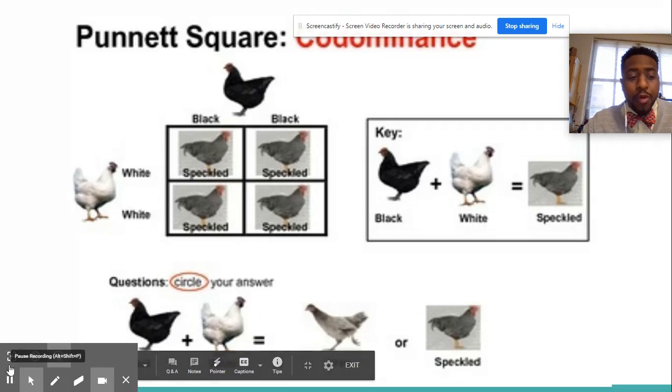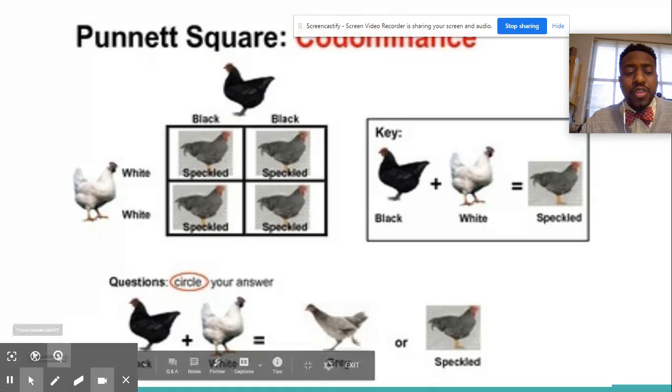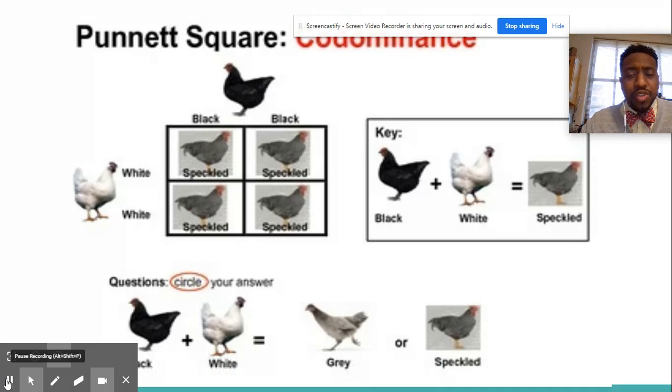Now I want you to think about what you did for your incomplete dominance, creating the F2 generation. Now I want you to do the same thing. I want you to pause the video, take your F1 generation of these speckled chickens, and see what happens in that Punnett square for your F2 generation.